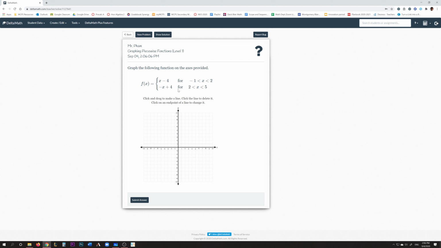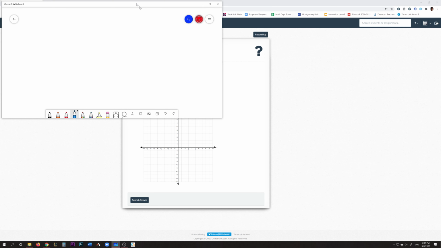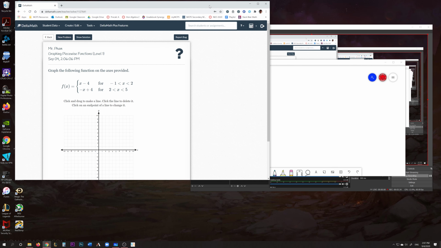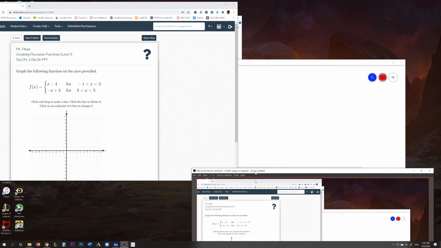All right, so here in this example, we need to graph the first equation. The first piece of our piecewise function is x minus 4 for when x is between -1 and 2. So I highly suggest that you draw a t-table so you have a list of points that you can use. So let me just minimize my screen here, minimize my Delta Math.